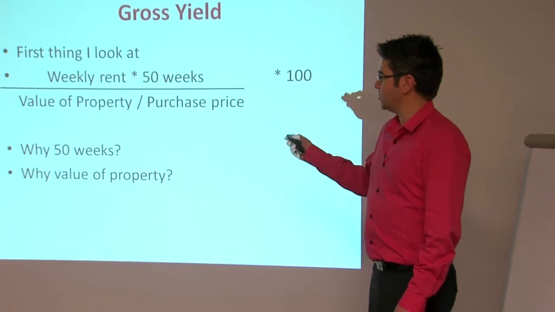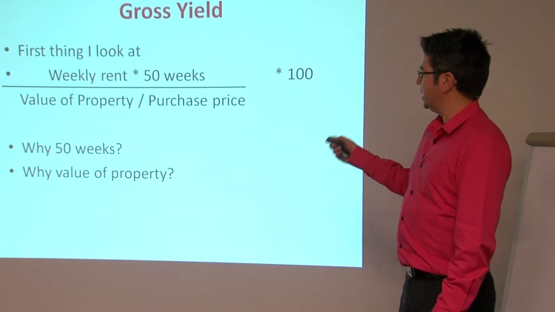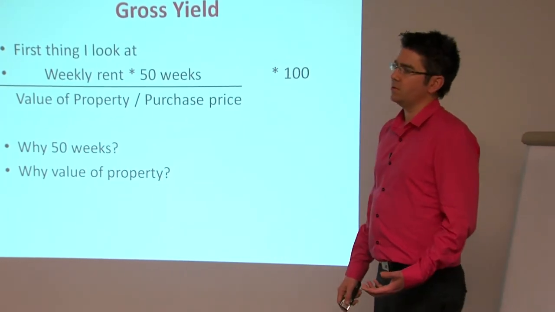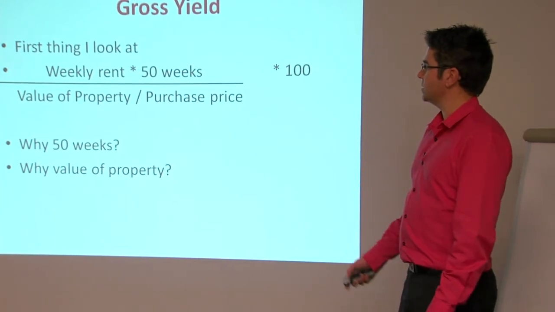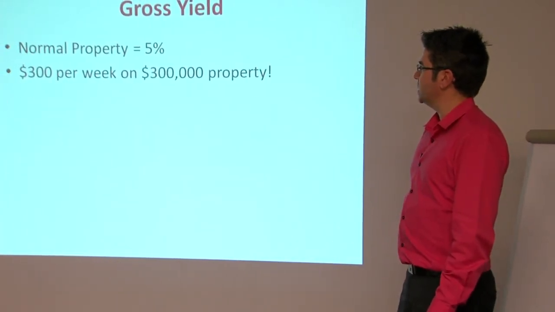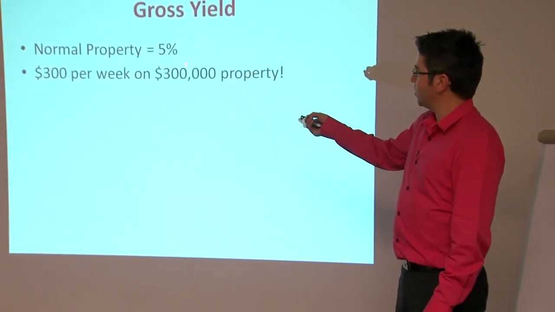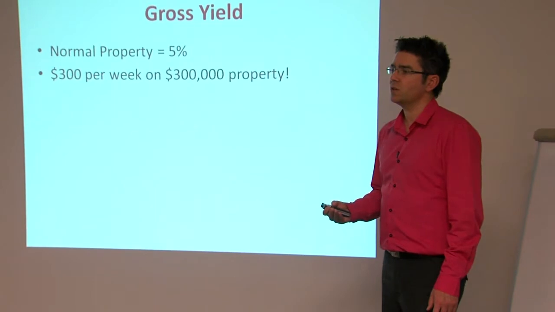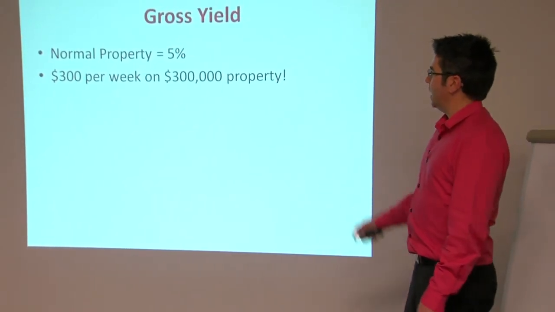So that basically is what I talked about before. 50 weeks just because you miss a couple, and the value of the property, if it's gone up, if you've bought it for 100,000 and it's now worth 300,000, you need to use realistic figures. A normal property that most people buy gives you about a 5% gross yield. Now, I'm not saying that's good at all. That just seems to be typically what a lot of property investors buy.